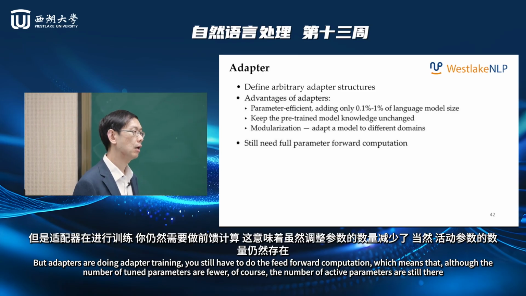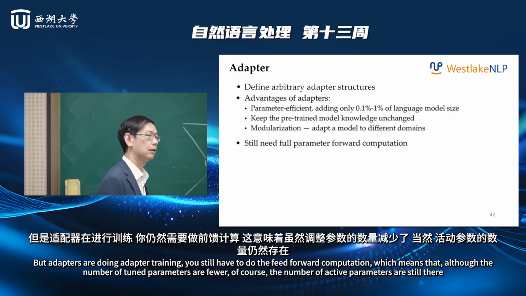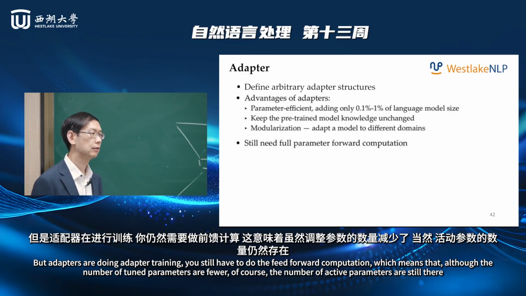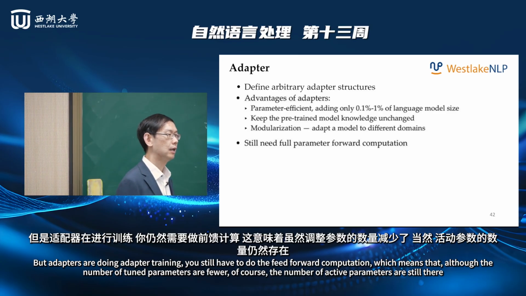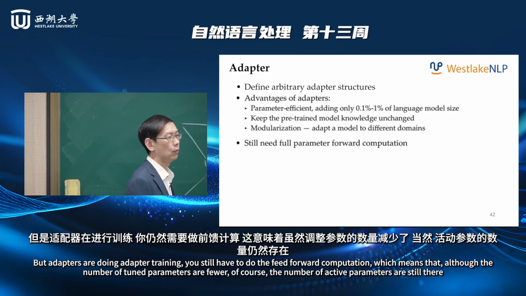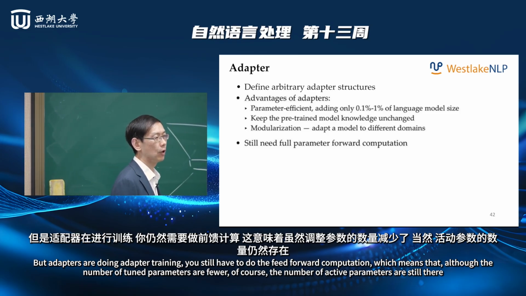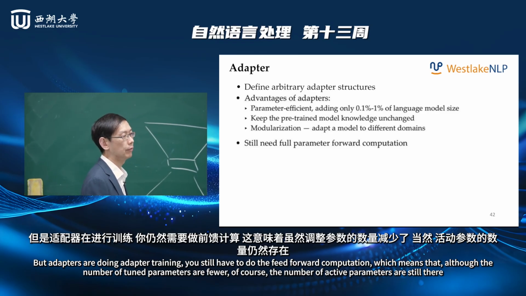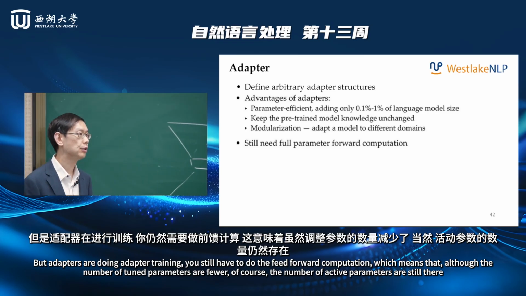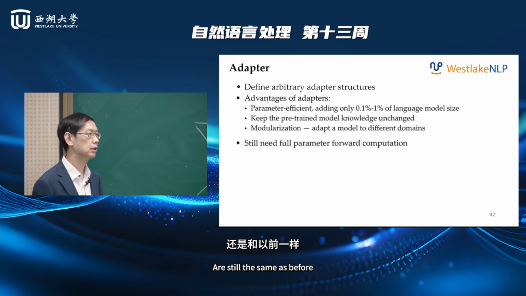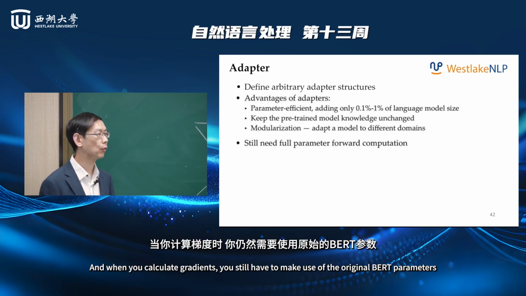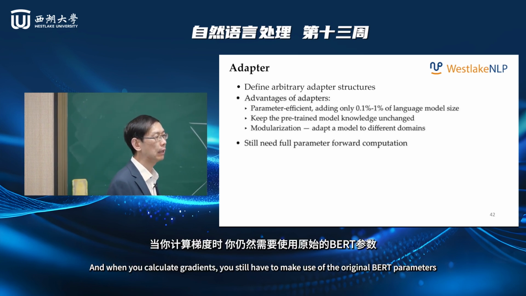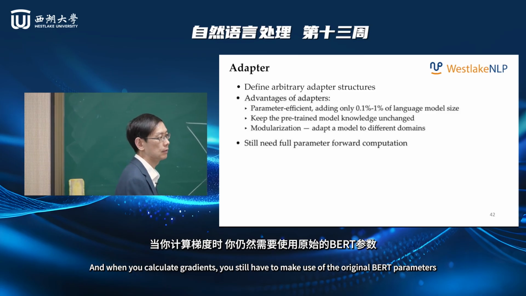But during adapter training, you still have to do the feed-forward computation, which means that although the number of tuned parameters is fewer, of course the number of active parameters is still the same as before. And when you calculate gradients, you still have to make use of the original BERT parameters.